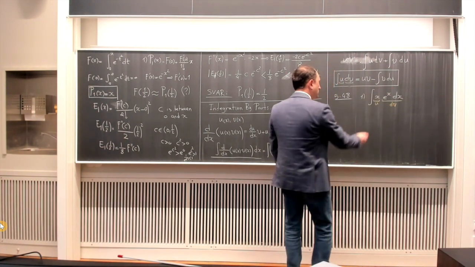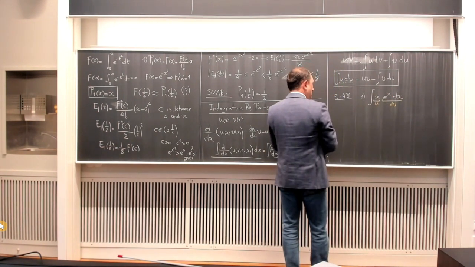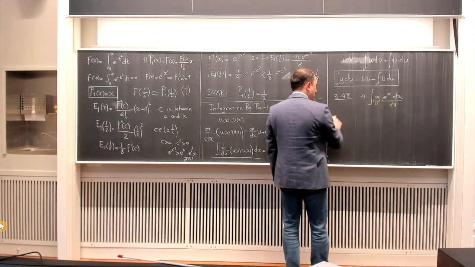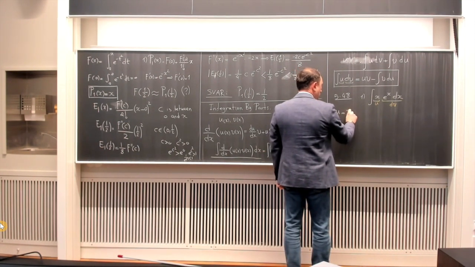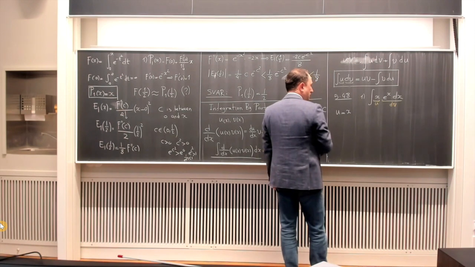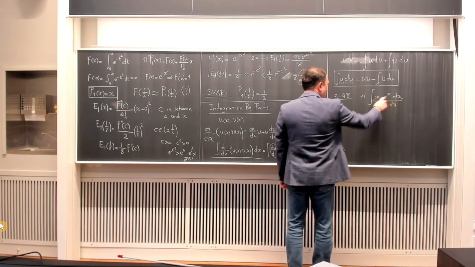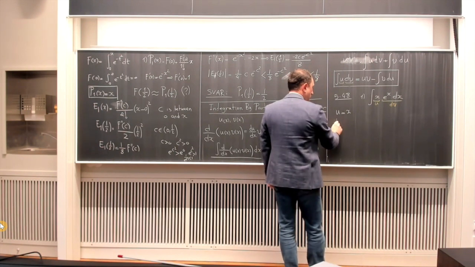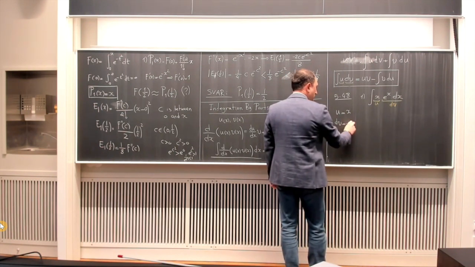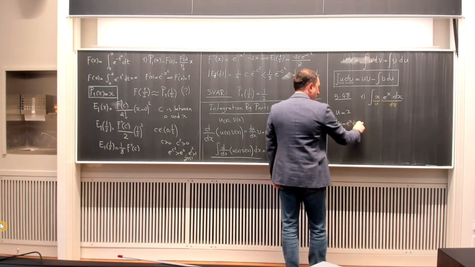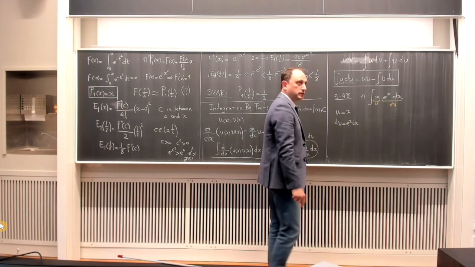Okay? And then what we do, I will start from here. If I ask you what is your u, you tell me that u, I chose it to be x. Is it good or not? We don't know yet. And then if I ask you what is dv, you will tell me that what is left, which is e^x, I called it dv.